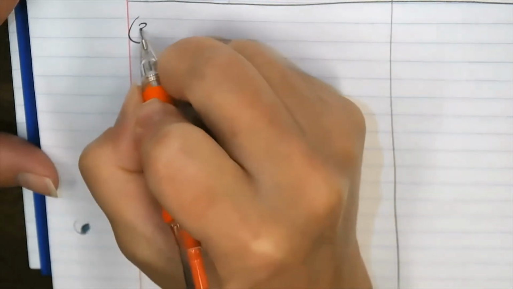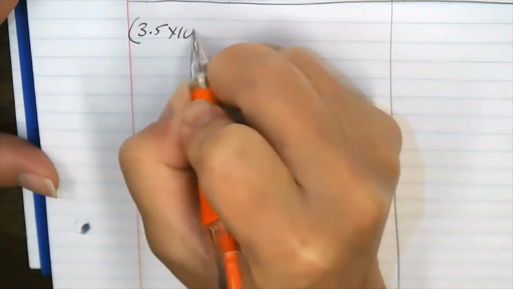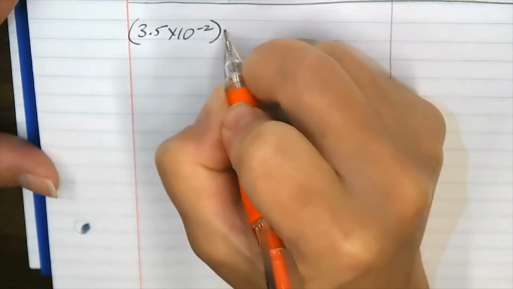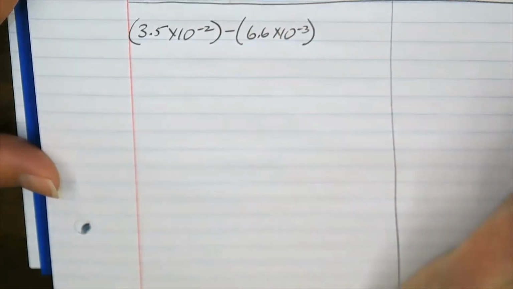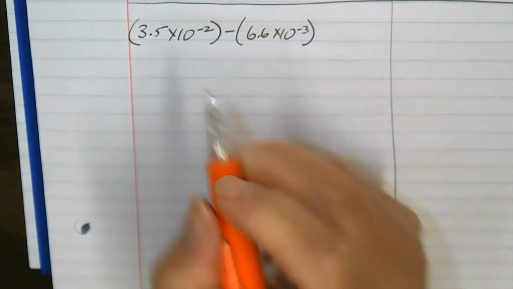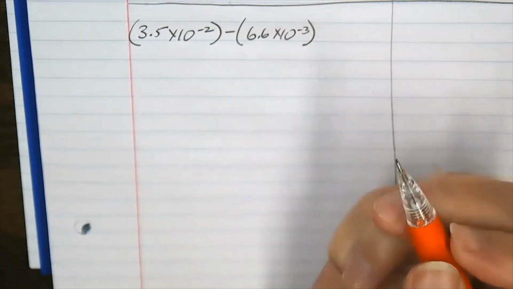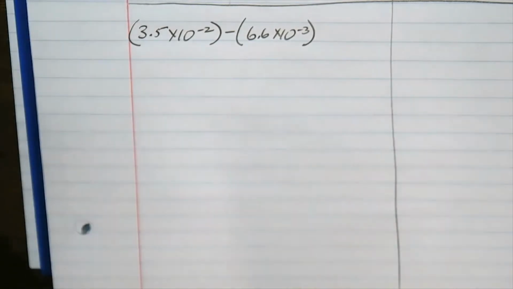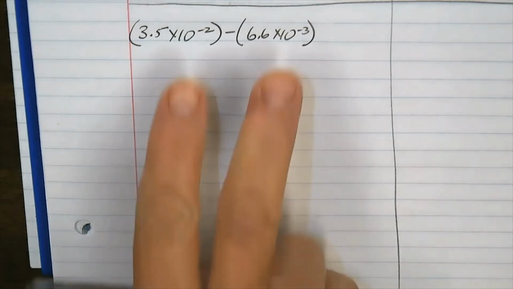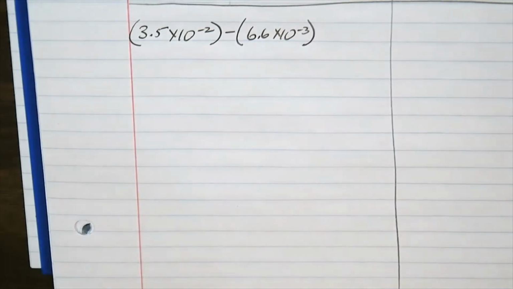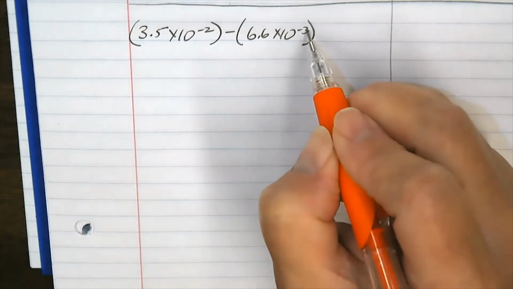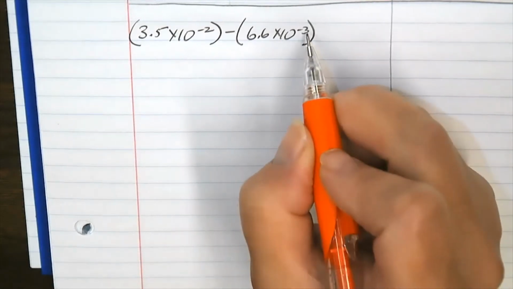We have 3.5 times 10 to the negative 2 minus 6.6 times 10 to the negative 3. Uh-oh. Our powers of 10 are not the same. So we need to rework one of these so that we end up with the same power of 10, so that they're both 10 to the negative 2, or they're both 10 to the negative 3. In my opinion, it's easier to break negative 3 up into negative 2. So that's what we're going to do.